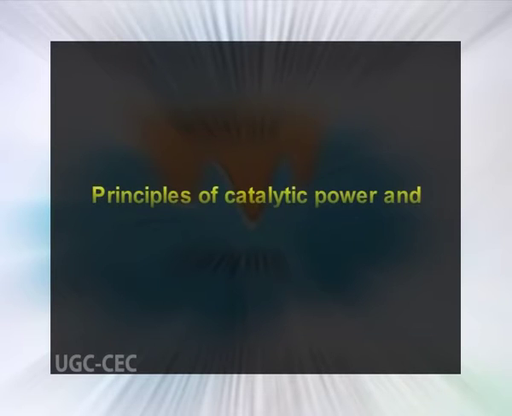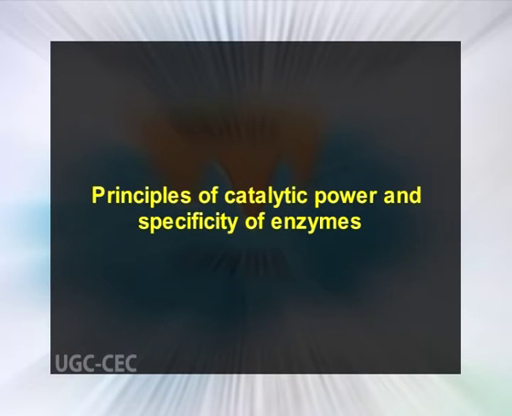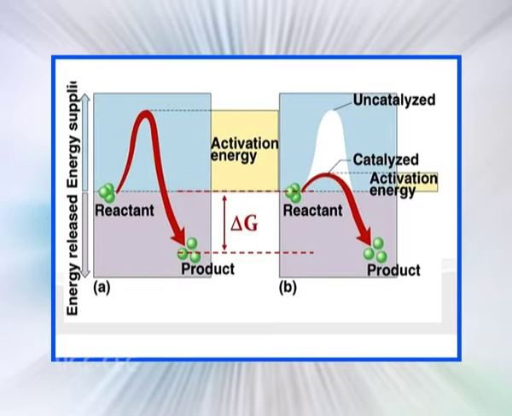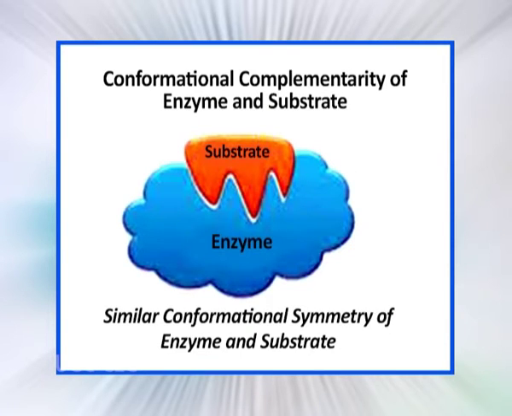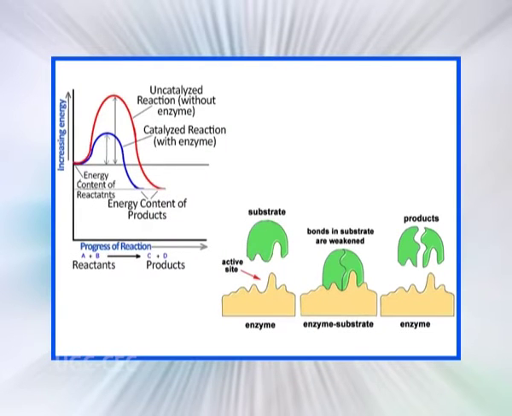Now, the principles of catalytic power and specificity of enzymes. Enzymes are extraordinary catalysts. The rate enhancements they bring about are in the range of 5 to 17 orders of magnitude. Enzymes are also very specific, readily discriminating between substrates with quite similar structures. Covalent interactions between enzymes and the substrates lower the activation energy and thereby accelerate the reaction by providing an alternate lower energy reaction path.